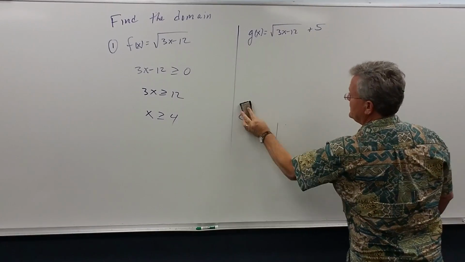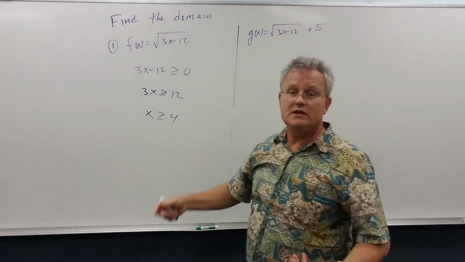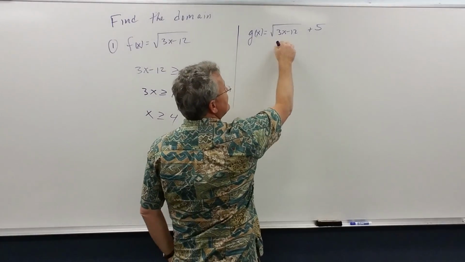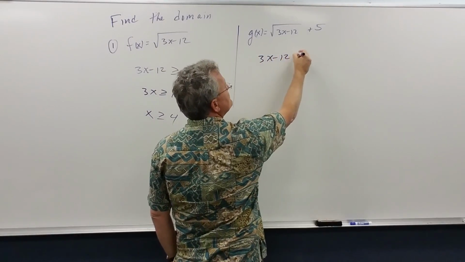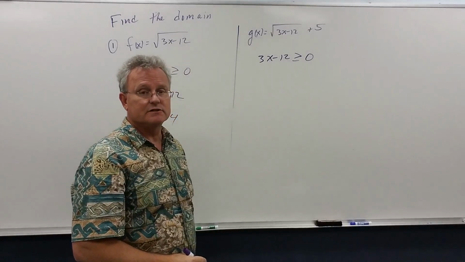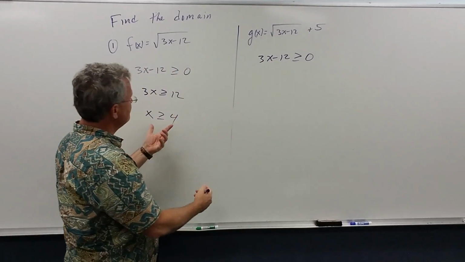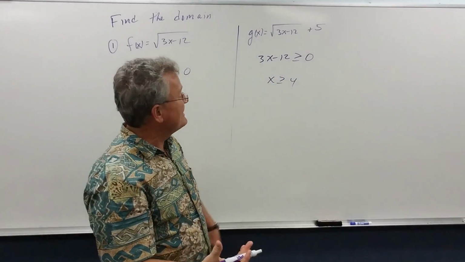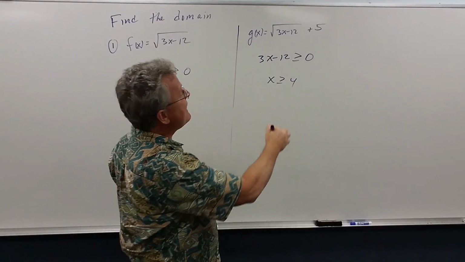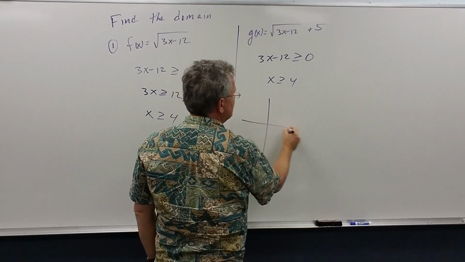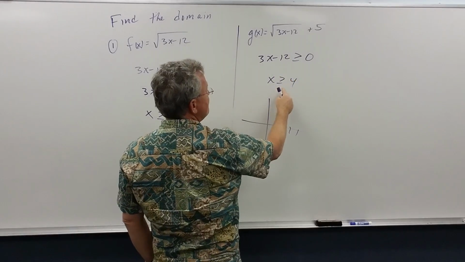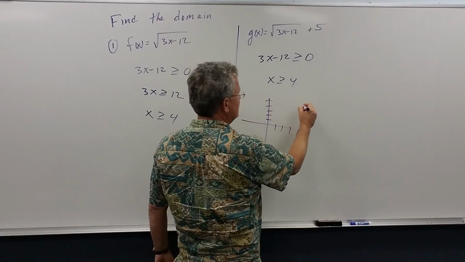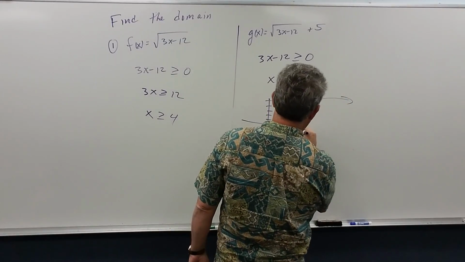So again, we don't need to worry about this 5. All we need is what the radicand, whatever is under the square root, has got to be 0 or positive. Again, when we solve this, we get the solution x is greater than or equal to 4. Now again, link this to a graph. The graph of this goes to 4, but it just moves the graph up 5 places, and we end up with something like this.